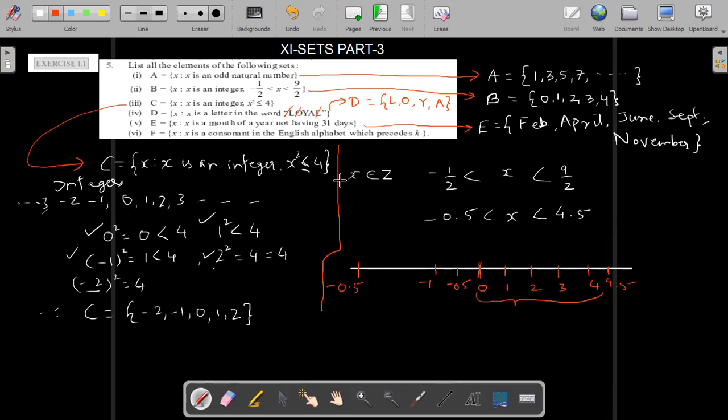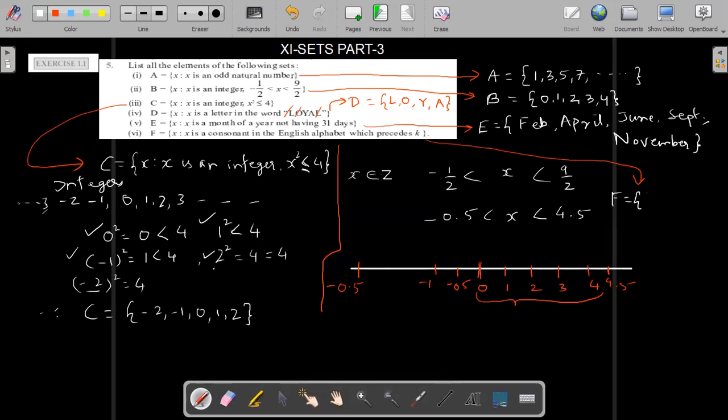So then the last question is, F is a consonant in the English alphabet which precedes K, meaning before K. What are the consonants before K here? So before K, the consonants are set F.